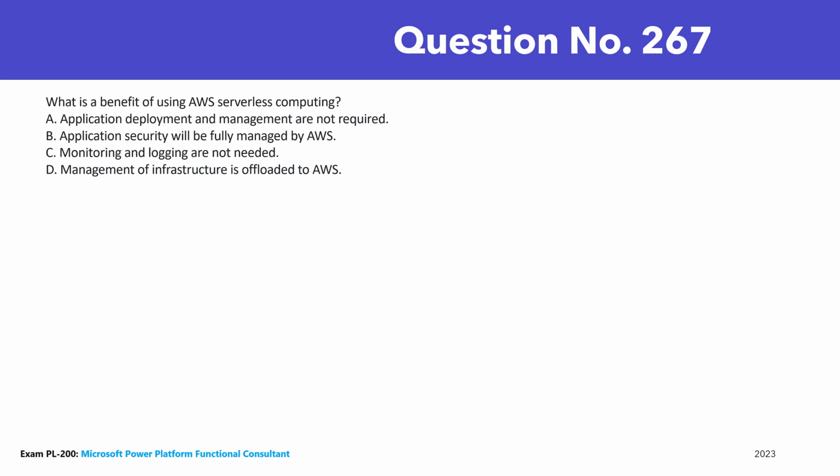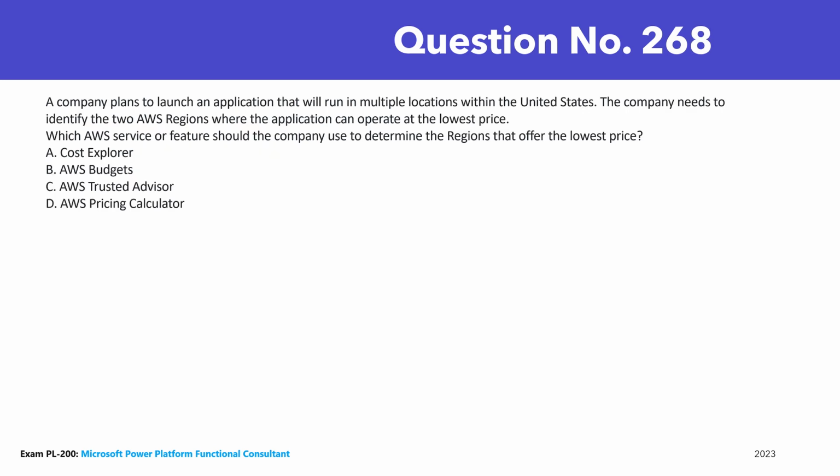What is a benefit of using AWS serverless computing? A. Application deployment and management are not required. B. Application security will be fully managed by AWS. C. Monitoring and logging are not needed. D. Management of infrastructure is offloaded to AWS. Correct answer, D.